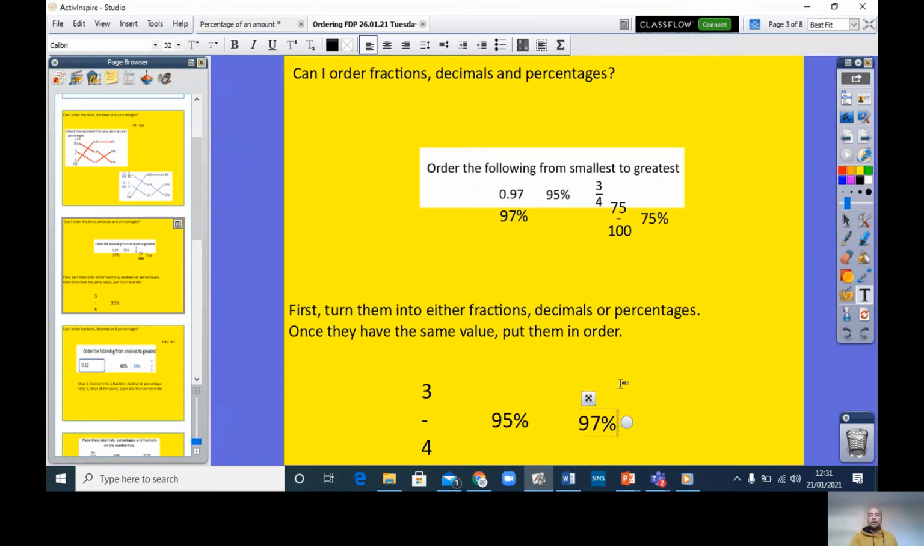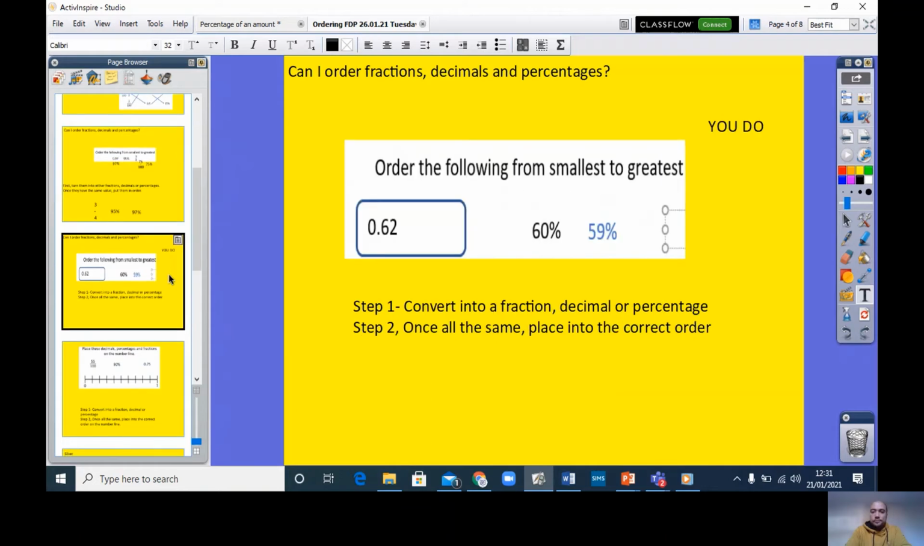Remember, you can turn it into whatever you feel most comfortable. So if you wanted to turn that into fractions, that is absolutely fine. Just make sure your fraction is out of 100 so you can compare. Let's have a look at the next question.